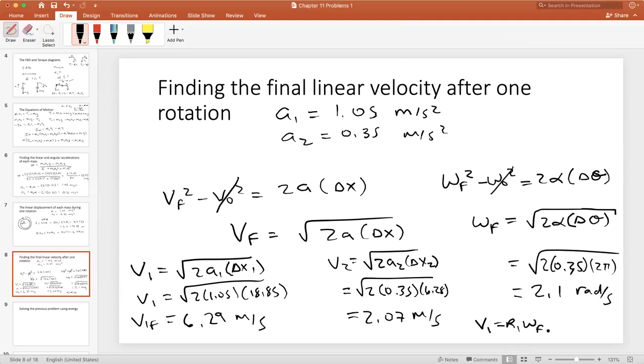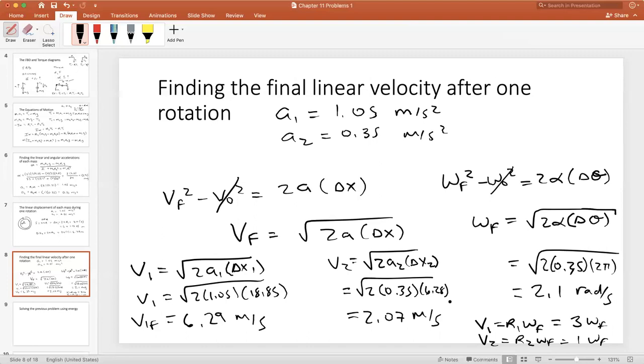As a quick check, I could have found this and then gone V1 is R1 times omega final. And remember that R1 is 3. So you can look right here in 6.3, this is 6.29. V2 was R2 omega final, which was 1 times omega final. There's some rounding going on here, which is why the numbers aren't quite adding up, but 2.07 versus 2.1, pretty close. All right.